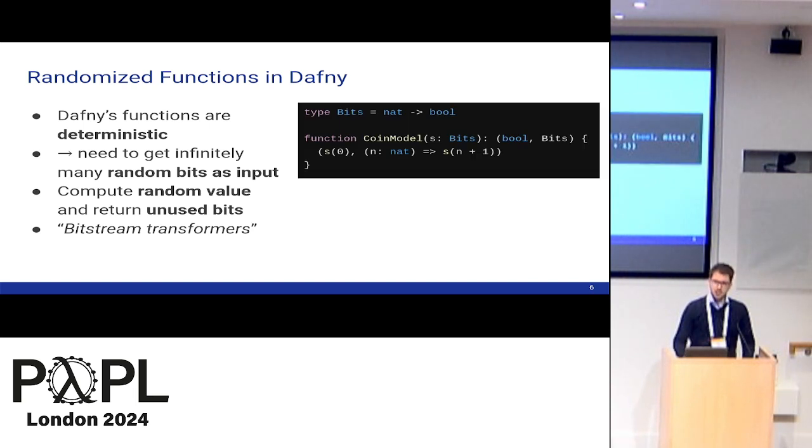In code, this looks something like this. So this bitstream type is an infinite sequence of booleans. And if you wanted to model a fair coin, you could just take the first bit from the bitstream, return that, and as the second component of the return value, you'd return the rest of the bitstream. So the original shifted by 1.